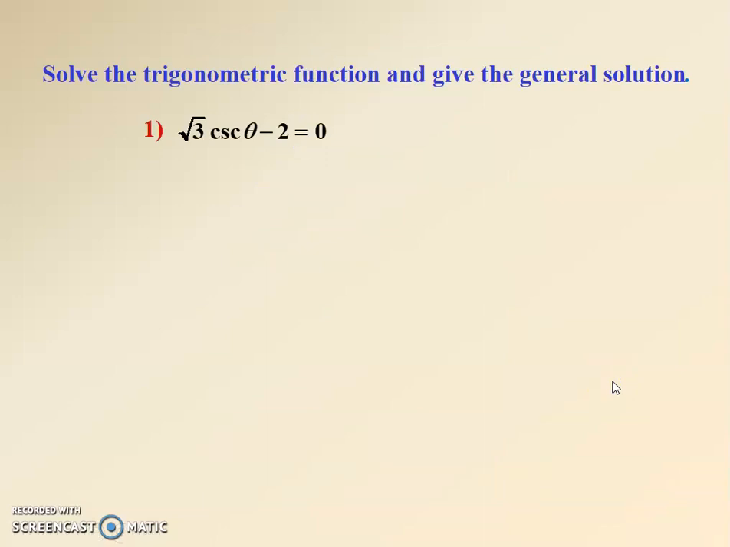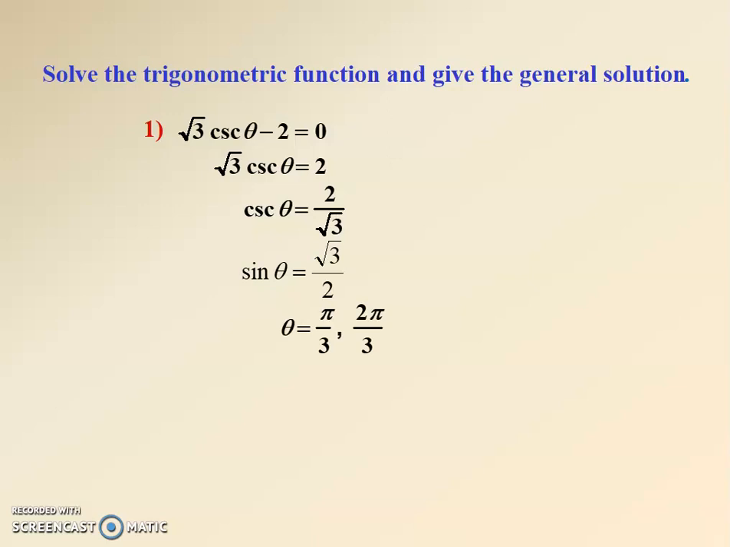So let's go ahead and begin. Go ahead and pause the video and write this problem down. To solve this, we want to again isolate the trig function, so we'll add 2 to both sides and then divide by square root of 3. Since cosecant is the reciprocal of sine, I'm going to go ahead and flip this and work with sine of theta equals square root of 3 over 2 instead. And so that reference angle is going to be 60 degrees. And then the other one is going to be in the second quadrant for 120 degrees. So my answers will be pi over 3 and 2 pi over 3.